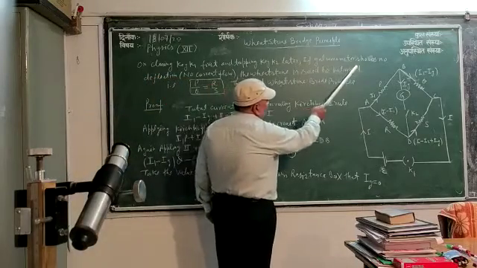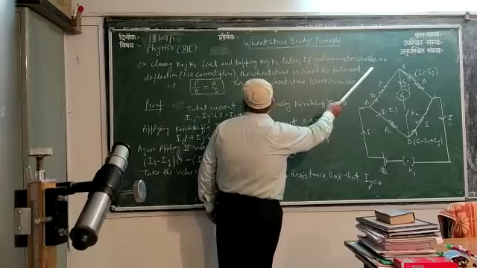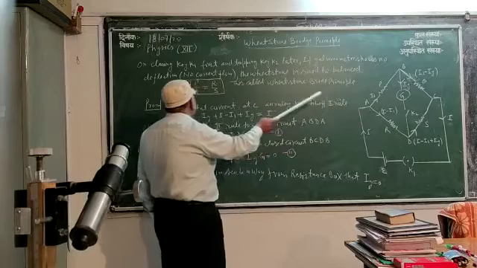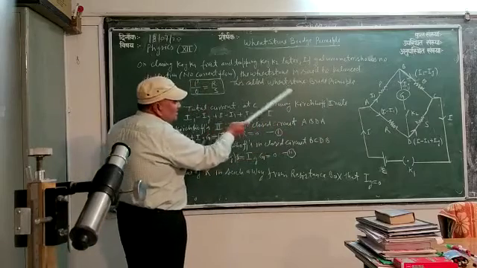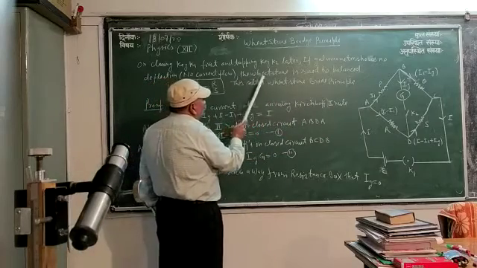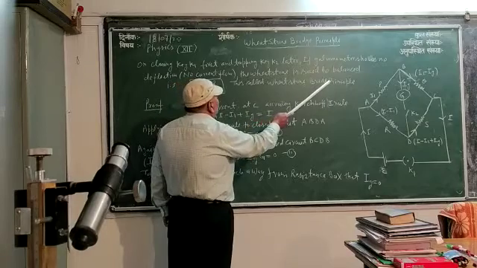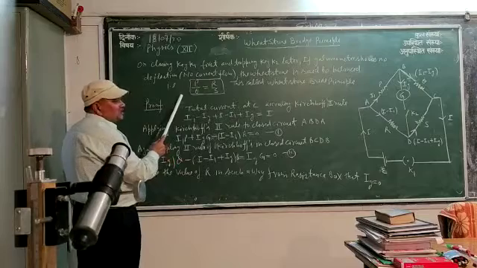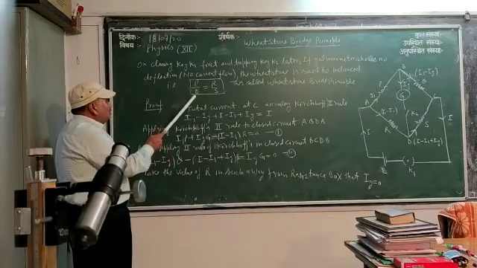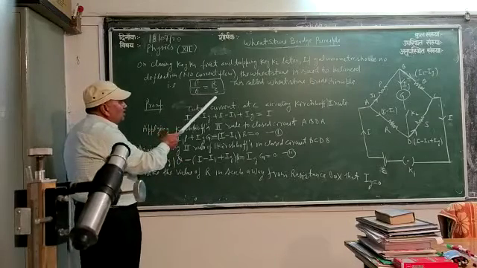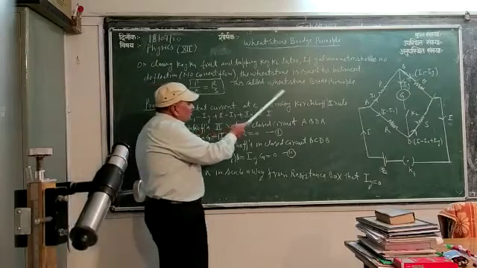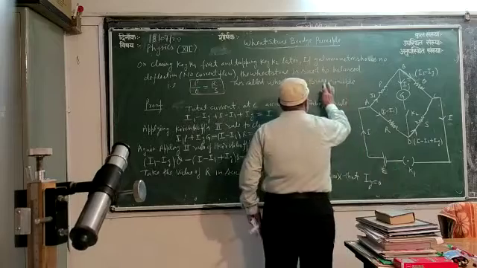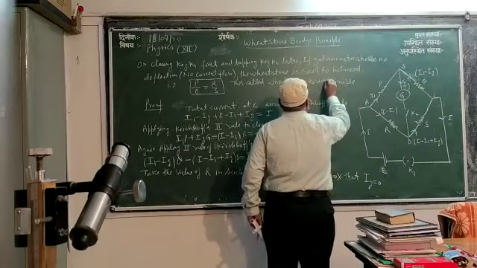if the galvanometer shows no deflection, meaning no current is flowing through the galvanometer, then the Wheatstone bridge is said to be balanced. And the condition of the Wheatstone bridge is P upon Q is equal to R upon S. This is called the Wheatstone bridge principle.